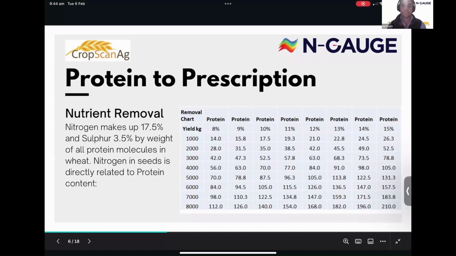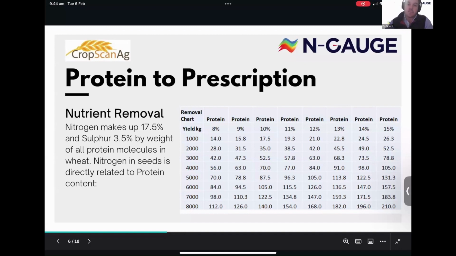So this is a really simple matrix, just working on that 17.5% content in that protein as we go up the protein grades 8, 9, 10, 11, 12 across the top, and the yield down the left-hand column. We can just do a simple matrix of what is the raw nutrient removal when we're varying what the protein and yield is. And this is the critical piece where we start stripping it back on what the fundamentals are when we start working out what should we be varying that application.